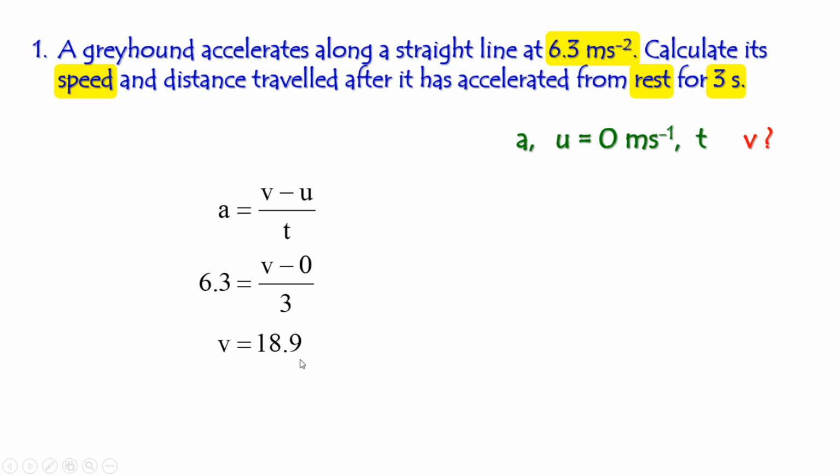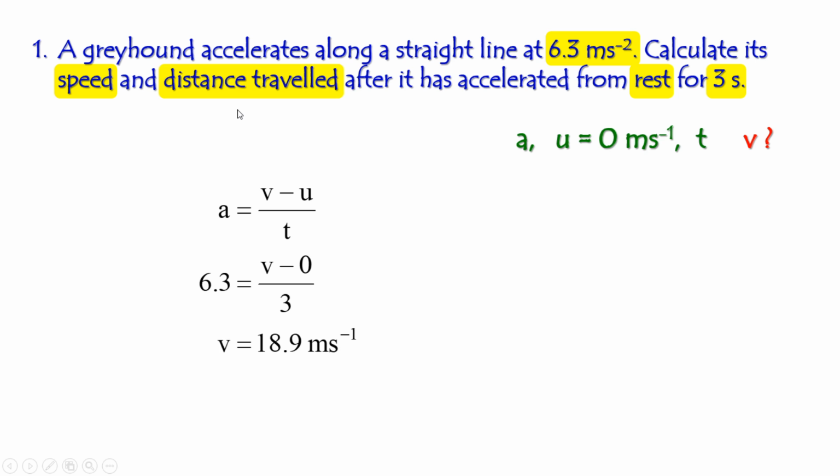Some students forgot to write down the unit in their answer, so they scored no mark for this part. What is the unit for speed? You can copy it from here. It should be meters per second. So a complete answer is 18.9 meters per second. That is the first part of the question.